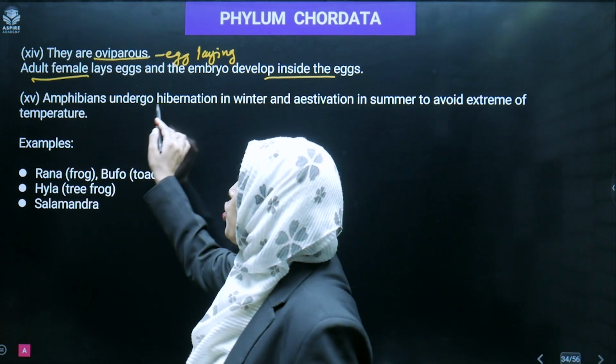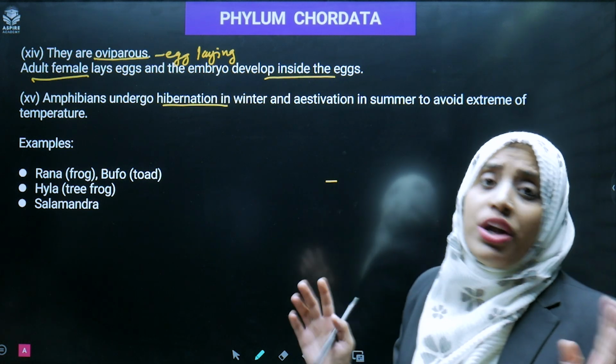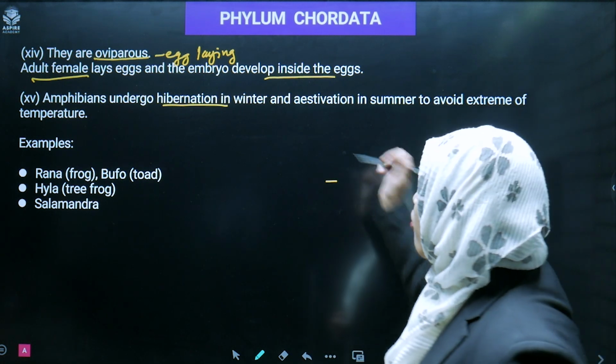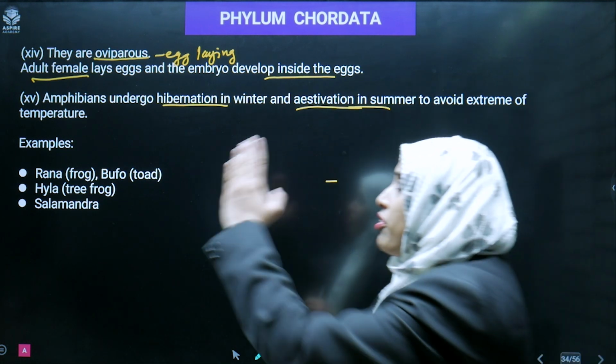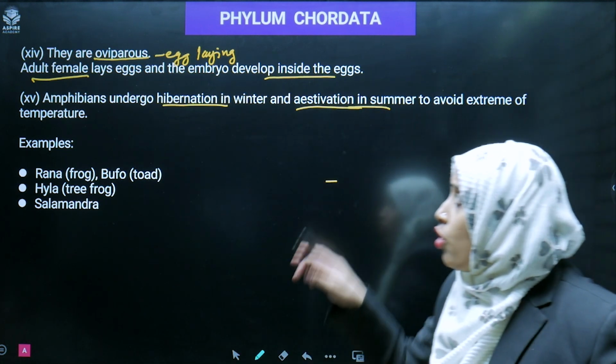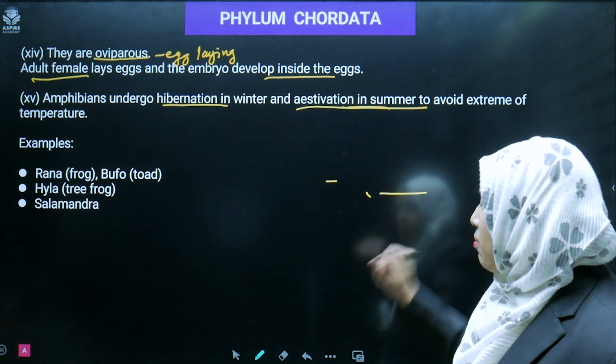Amphibians undergo hibernation. Hibernation is a long winter sleep. And what is aestivation? It is a summer sleep. So amphibians undergo hibernation also. In which season? Winter season. And aestivation in the summer.